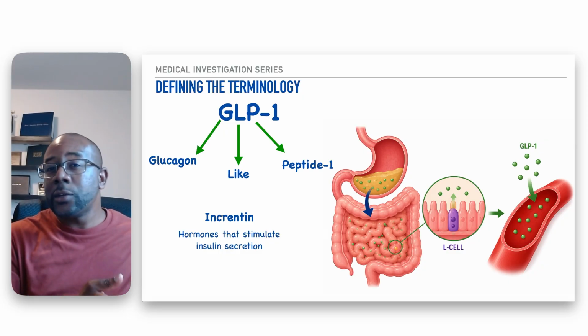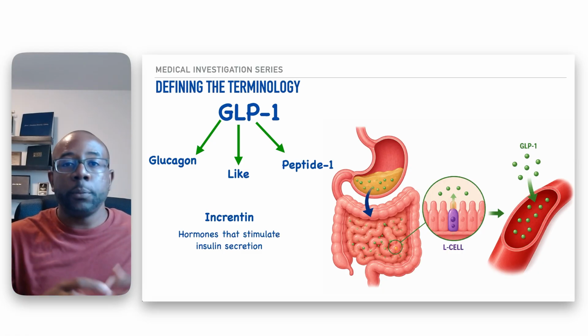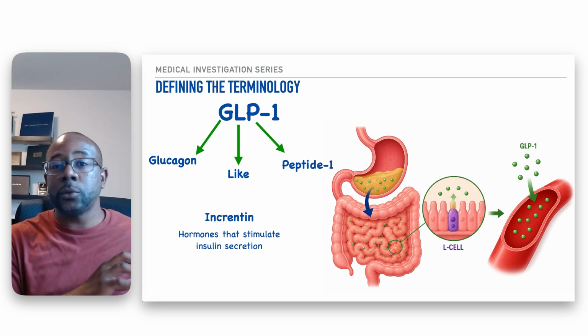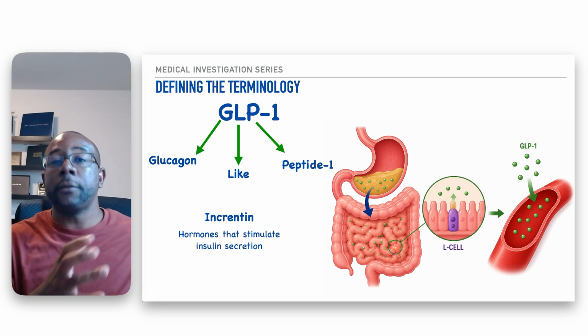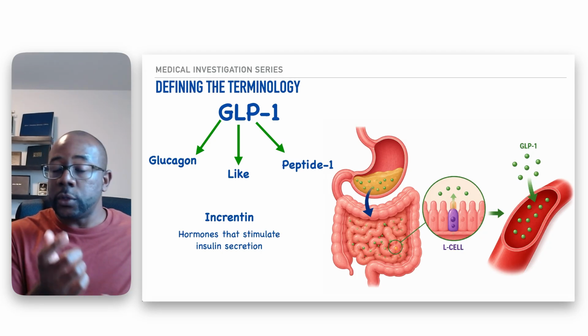GLP-1 is like an internal messenger. Once food reaches the small intestine, GLP-1 is released into the bloodstream and it begins sending signals throughout the body. In essence, it's telling multiple organs, hey, food has arrived and it's time for us to get to work. And its release is what leads to the four things that we mentioned earlier.